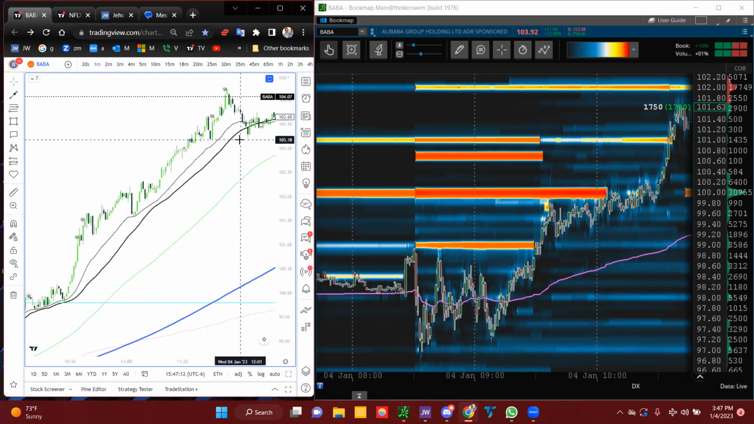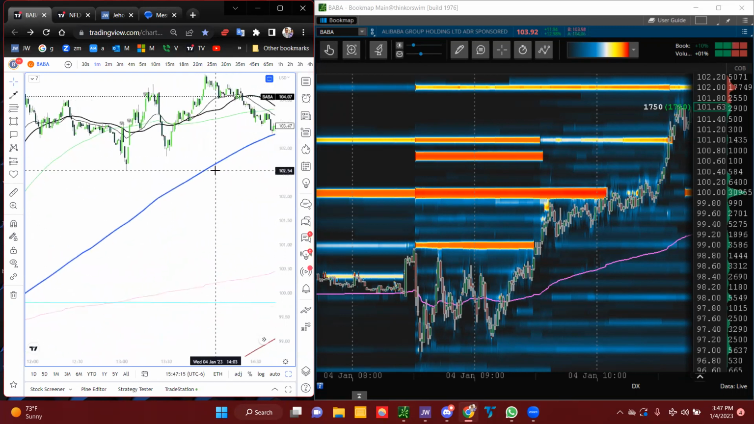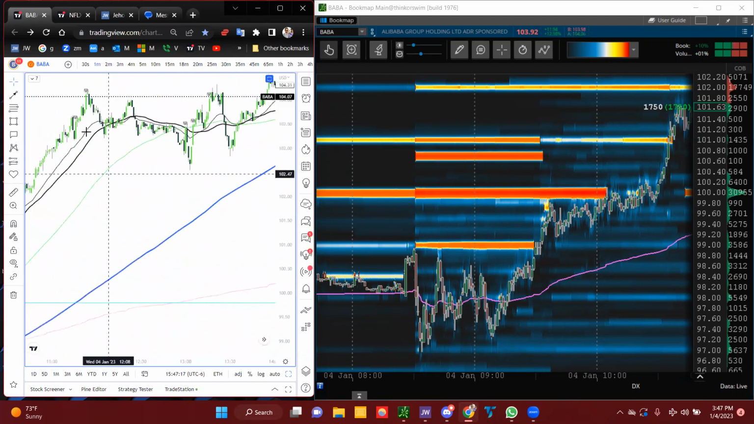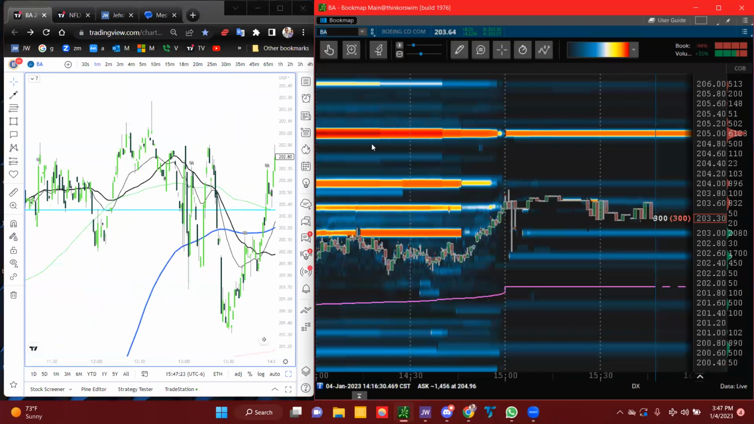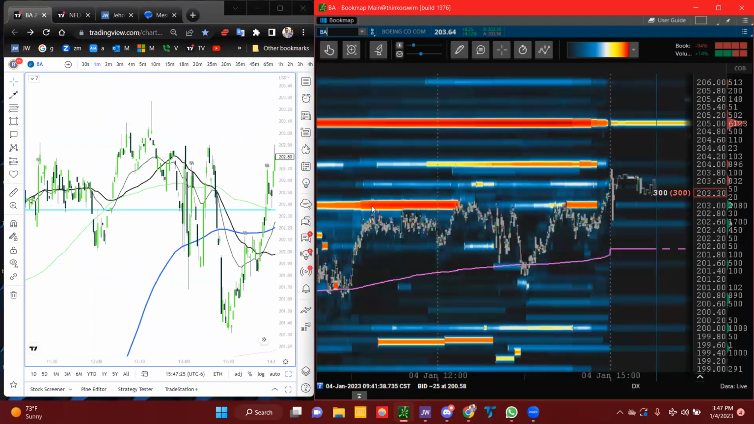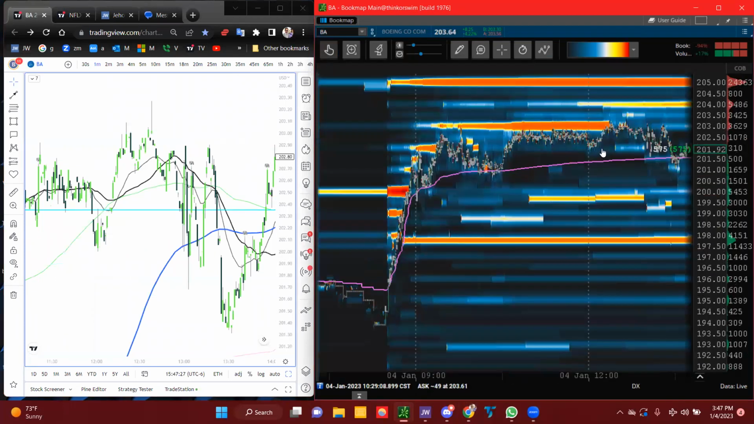And the whole market ends up pulling back, all the way back into the 102s. So that was BABA. The other one was BA. Let me pull it up on Bookmap. I played BA as well, BA for 200. That was another one.